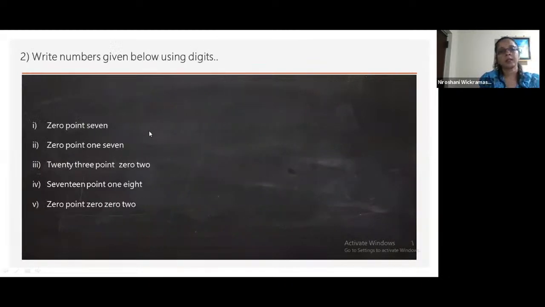Let's write this in numbers. Write numbers given below using digits. 0.7. Zero, give the point 7. 0.17. 23.02. 17.18. 0.02.